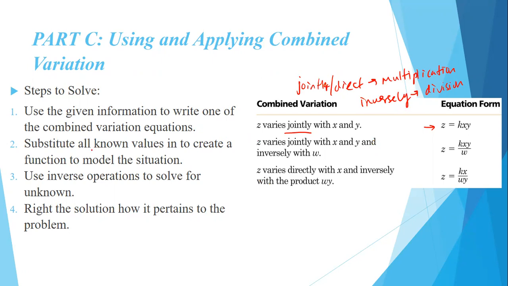Step 2 is to substitute all known values in to create a function to model the situation. Step 3 is we're going to use inverse operations to solve for the unknown. And then step 4, we're going to write the solution how it pertains to the problem.